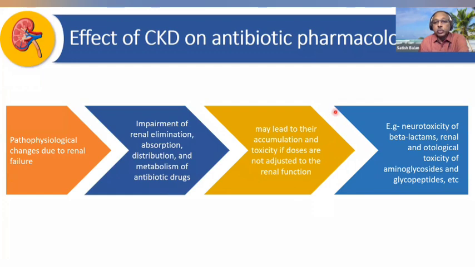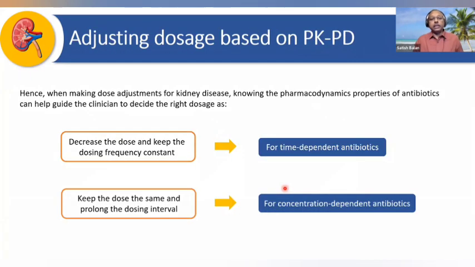So that leads to accumulation of drug and toxicity if doses are not adjusted. And the most important examples are neurotoxicity of beta-lactams, and the renal and ototoxicity of aminoglycosides and glycopeptides. So these are the basic problems that you have in a patient with CKD when we are prescribing antibiotics.